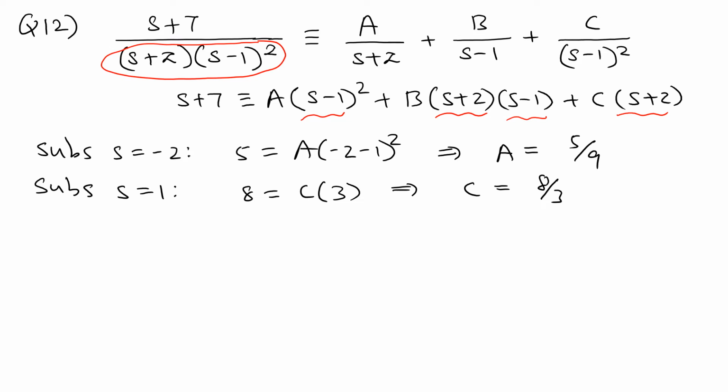If you plug in any other value other than -2 and 1, you can find B from this one, because you just get an equation and solve it to get the value. But there's an easy way. What's the easy way? This is not an equation, this is an identity. Since it's an identity, the coefficients of both sides should match each other. So we can use that property here.